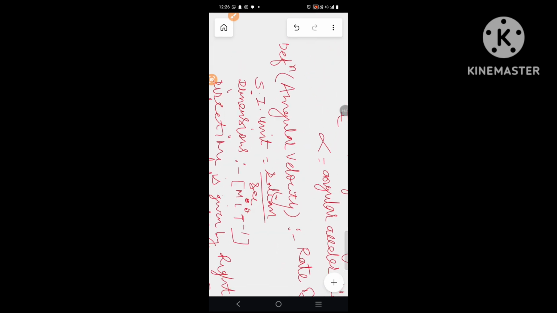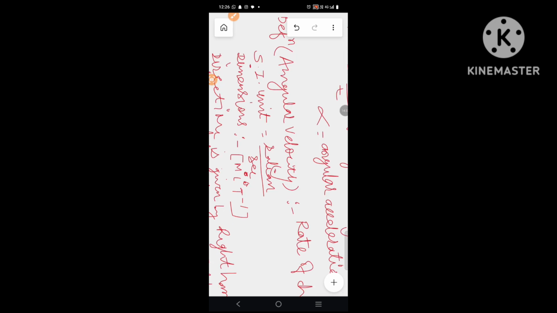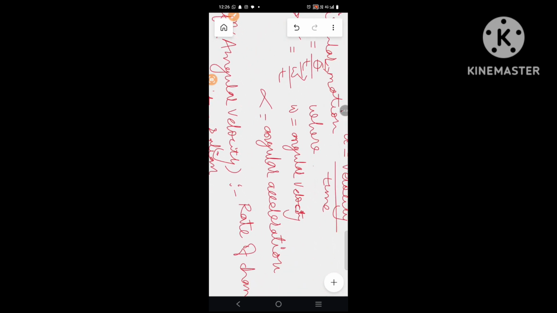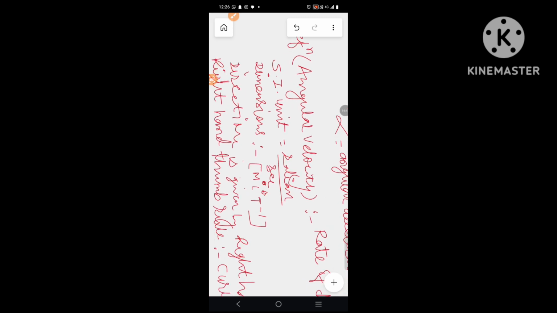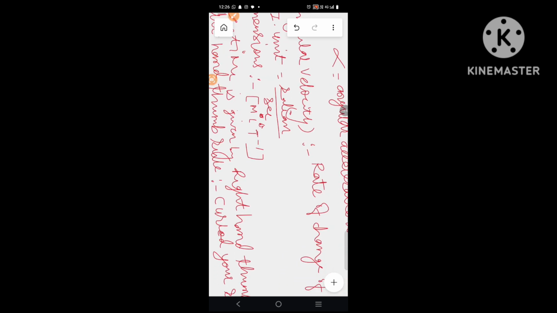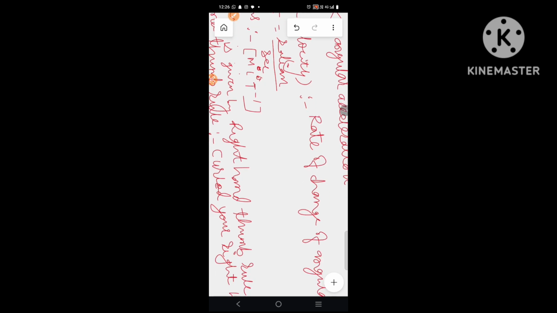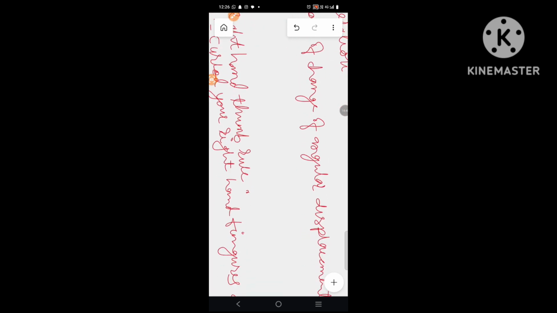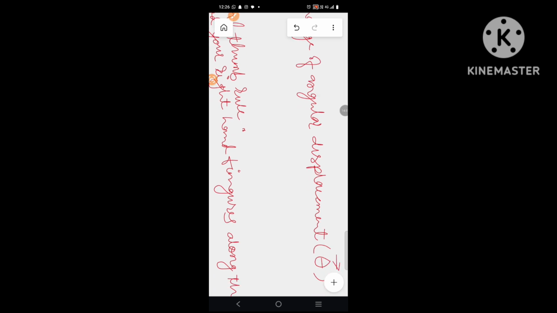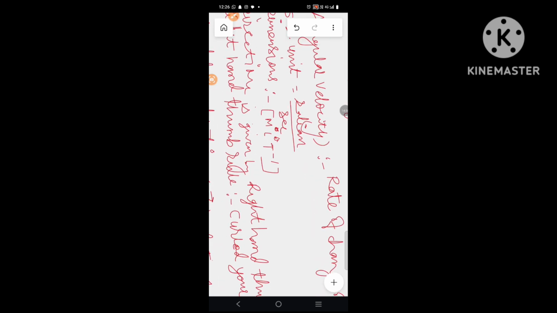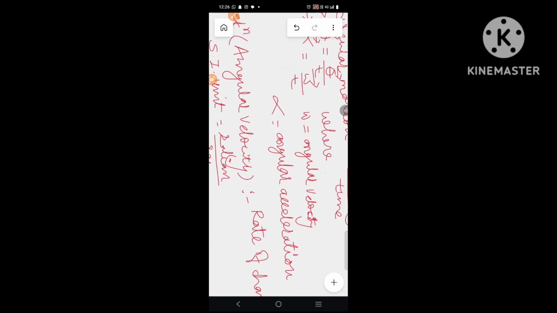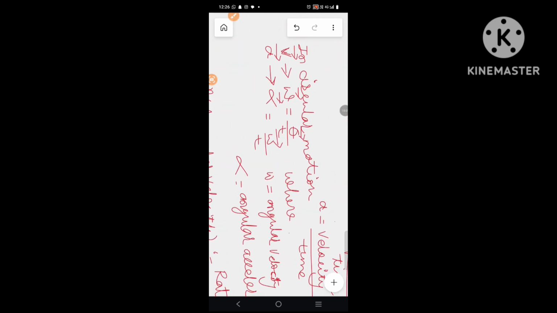Now, what is the definition of angular velocity? How can you define the angular velocity? And what would be the SI unit and dimensions? We will define the angular velocity first. It is the rate of change of angular displacement. Angular displacement is theta vector. That means its formula is omega vector is equal to theta vector upon t.